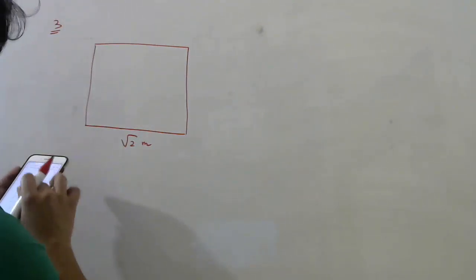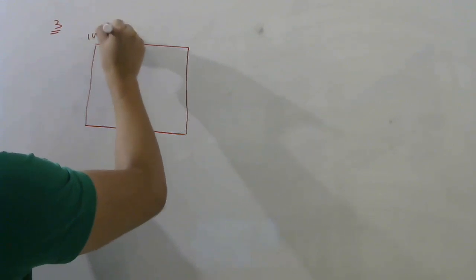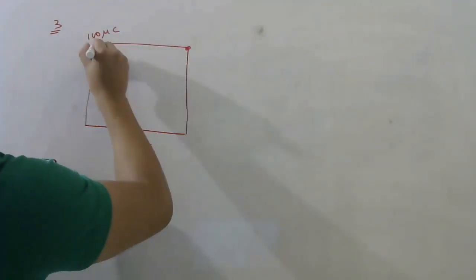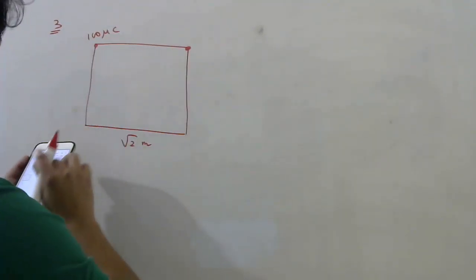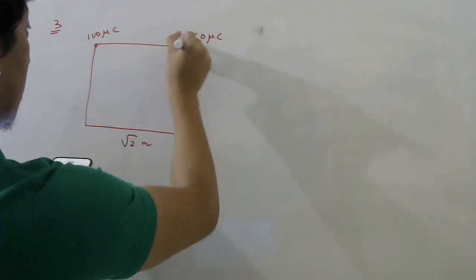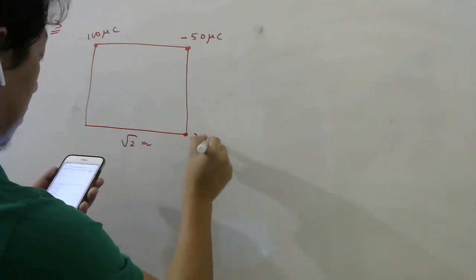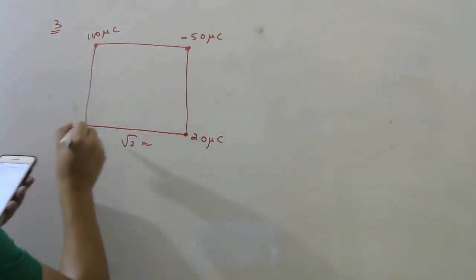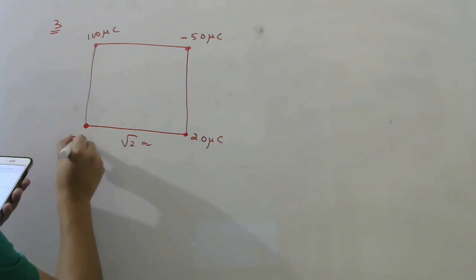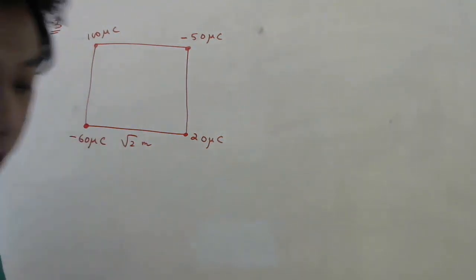They have given you 4 charges at the corners. Here 100 microcoulomb, here minus 50 microcoulomb. You can put it wherever you want, the answer will come same. And here it is 20 microcoulomb, and here it is minus 60 microcoulomb. So these are the 4 charges at the corners of the square.